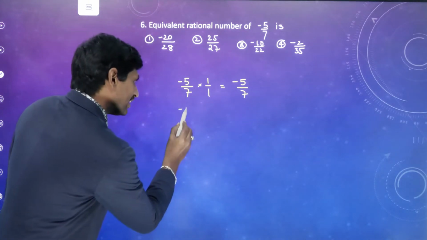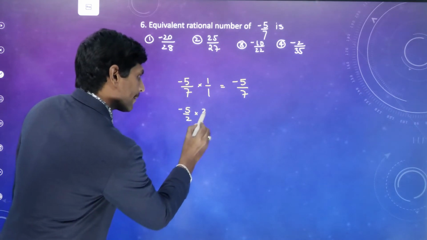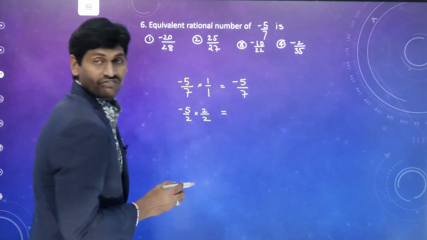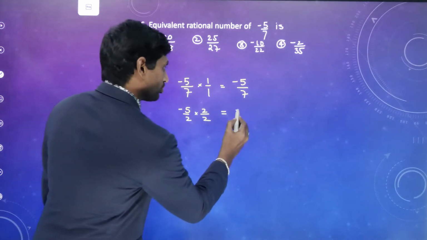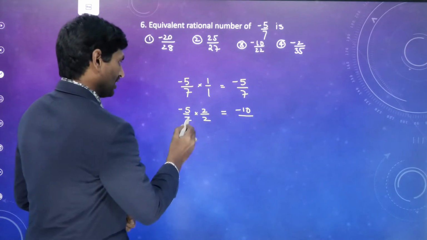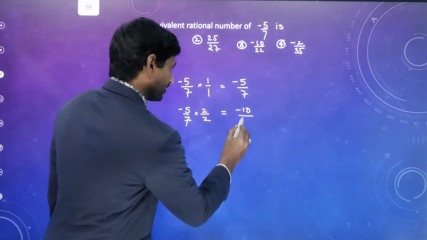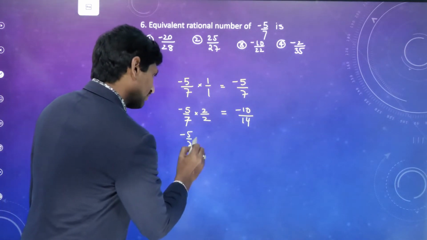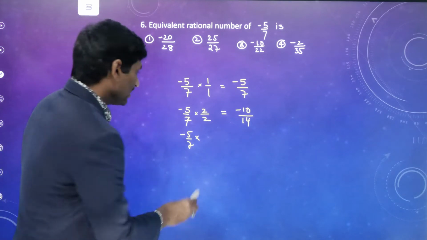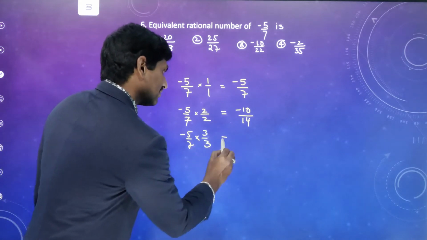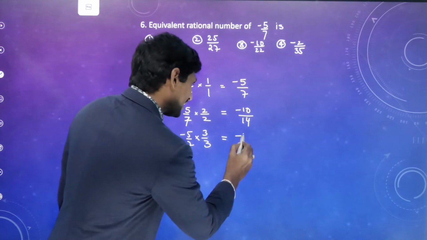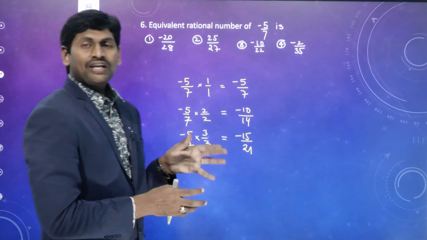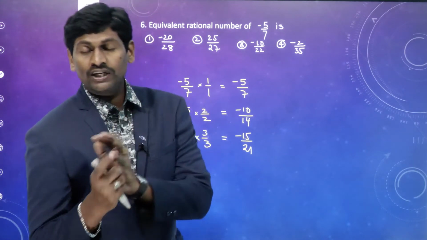Okay. If I multiply both numerator and denominator with 2, it will give its second equivalent fraction. So minus 5 into 2 is minus 10 and 7 into 2 is 14. This is the second equivalent fraction. Minus 5 by 7, if you multiply both of them with 3, you will get the third equivalent fraction. What is the third equivalent fraction? Minus 15 by 21. So like this, you can identify the 99th equivalent fraction also.